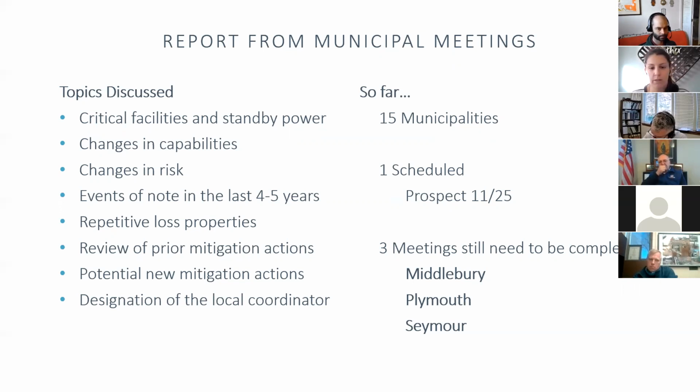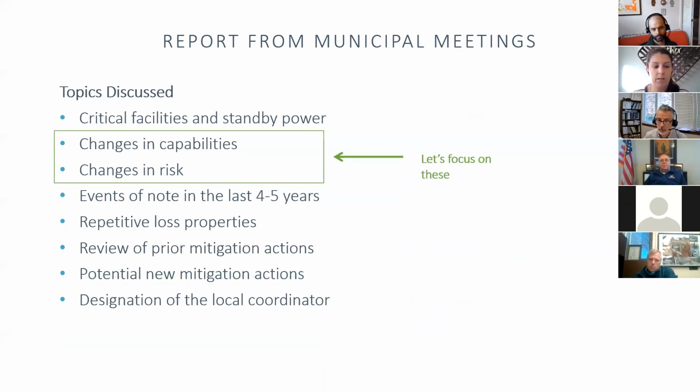A lot of the topics discussed in the meetings, as you can see, were critical facilities, standby power, capabilities, risks, as well as the past storms and occurrences over the past few years, and mitigation actions, potential and past, where we stand. So for this report out, Noah, we're going to focus on capabilities and risk, right? This is really kind of the heart of the plan.